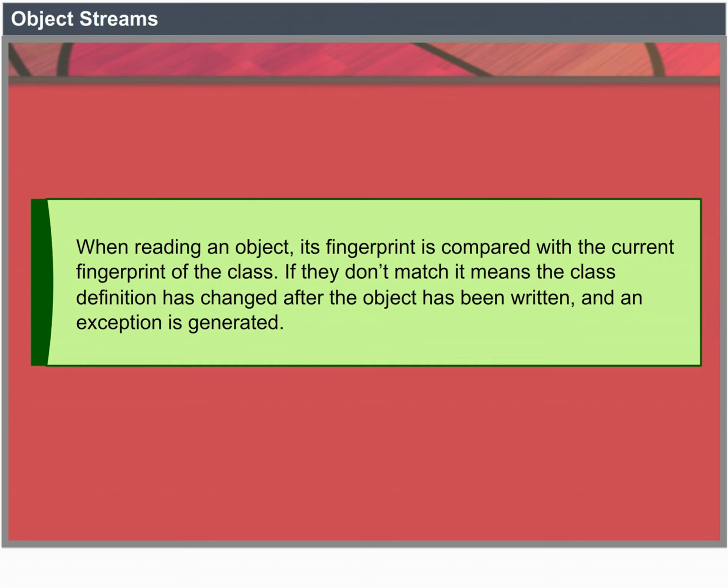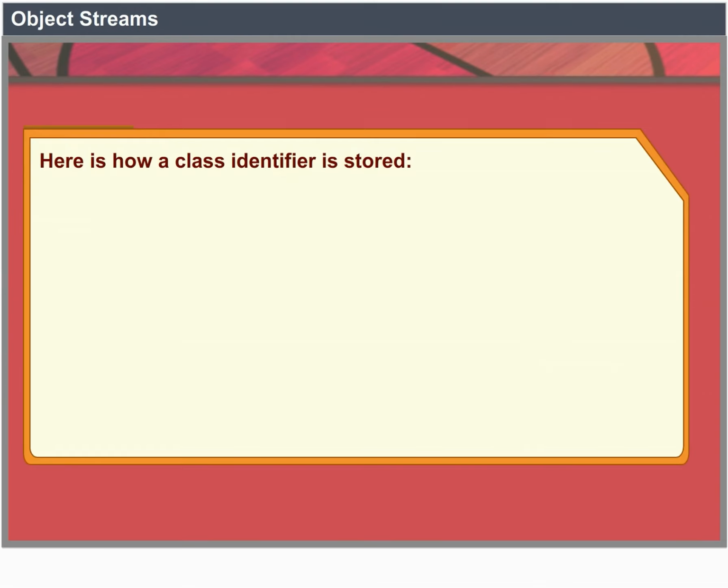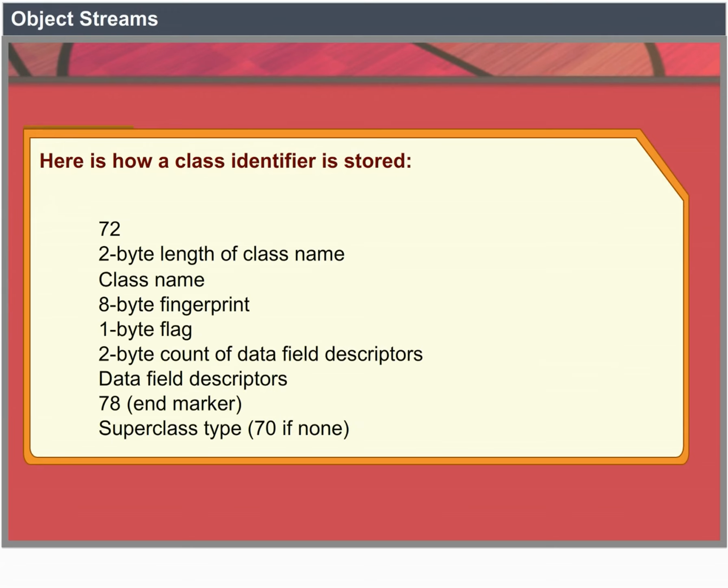If they don't match, it means the class definition has changed after the object has been written and an exception is generated. Here is how a class identifier is stored: 72, 2-byte length of class name, 8-byte fingerprint, 1-byte flag, 2-byte count of data field descriptors, 78 end marker, superclass type 70 if none.